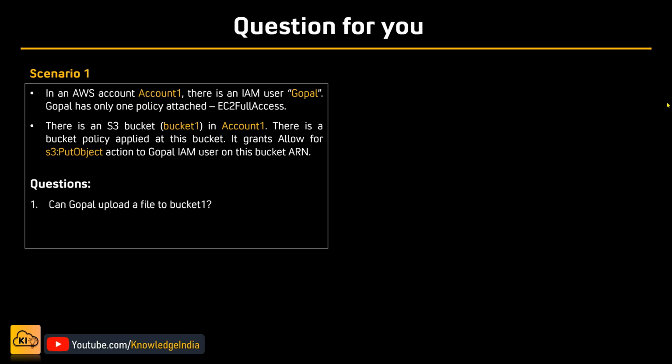So there are two questions here. Can Gopal upload a file to bucket 1? Number 2, can Gopal go ahead and download a file from bucket 1, right?